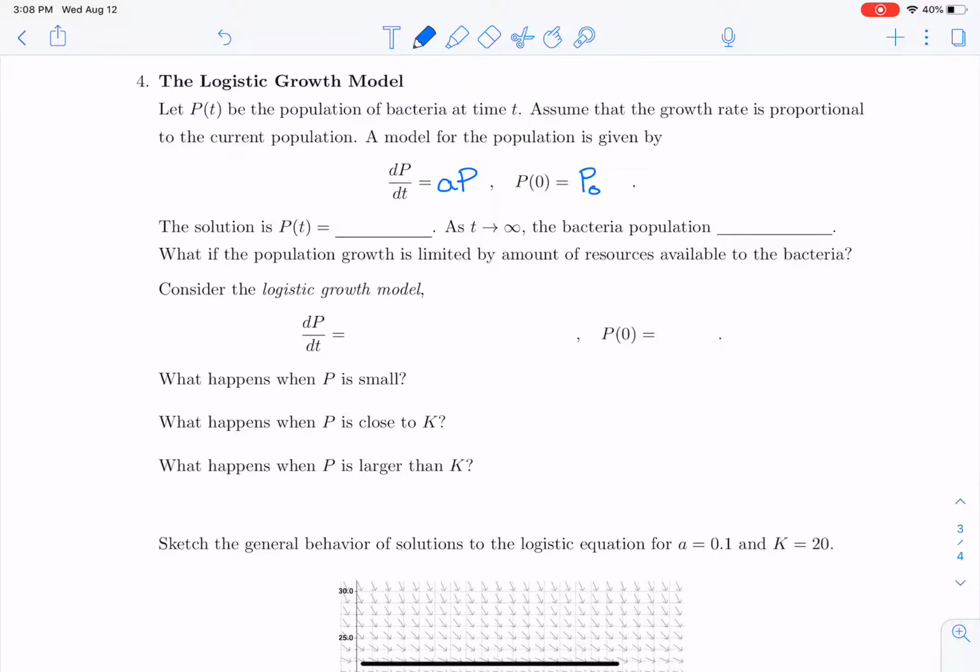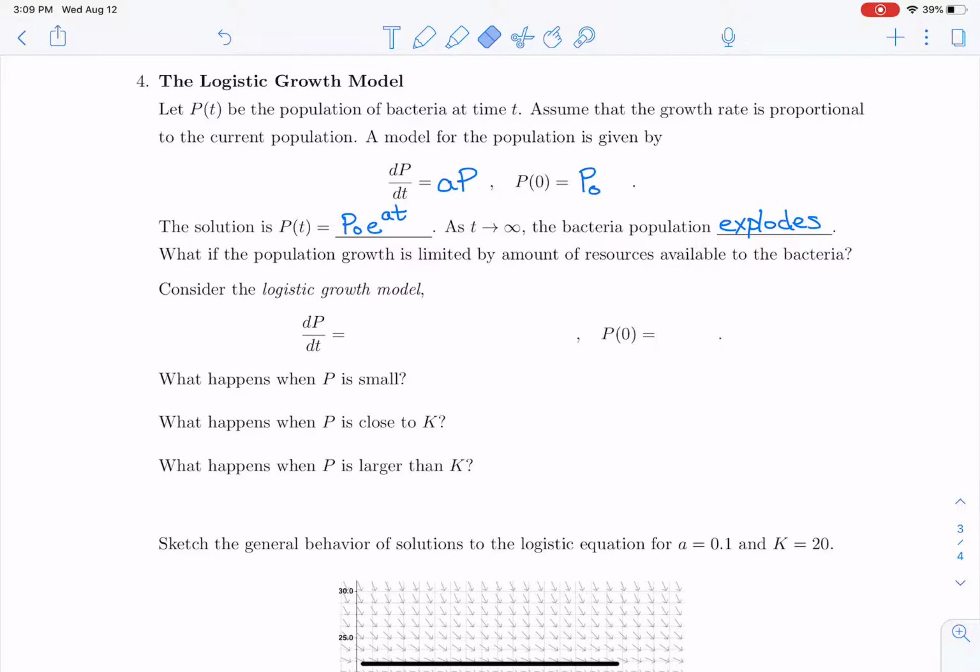Now we know what the solution to this equation is. It is P_0 e^(at). What we have here is exponential growth. In particular, as t goes to infinity, the bacteria population increases at an exponential rate, so the population explodes. It just continues to grow and grow with no limitation. But we know that this is not the case. Otherwise, bacteria would be filling every room.